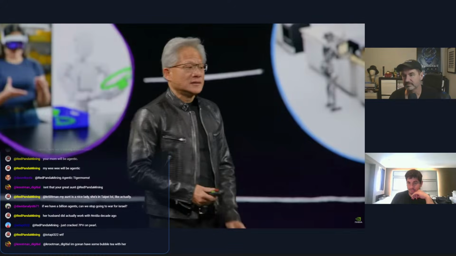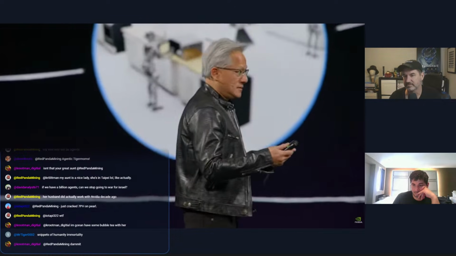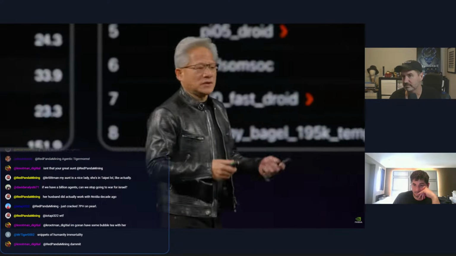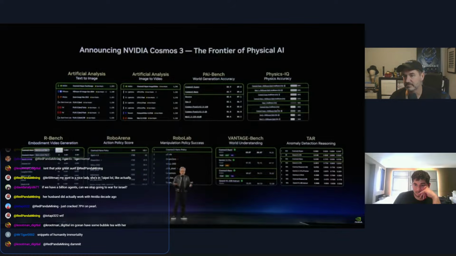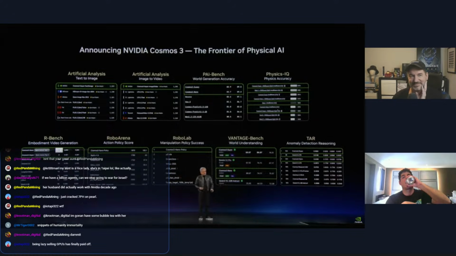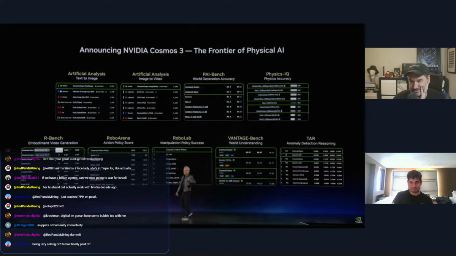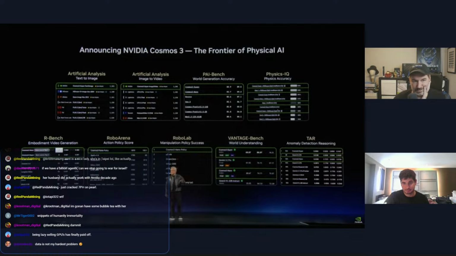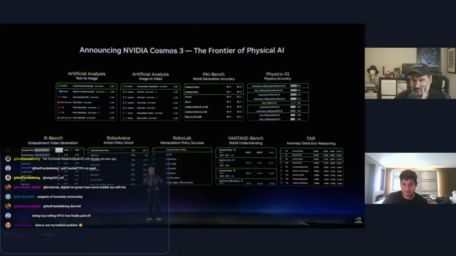And today, we're announcing Cosmos 3. Cosmos 3 is the frontier of physical AI. We are at the frontier with language models. There are so many people working on it. However, in physical AI, we are absolutely the world's best. I am so proud of the team for doing this. This is the foundation model for all of your work.